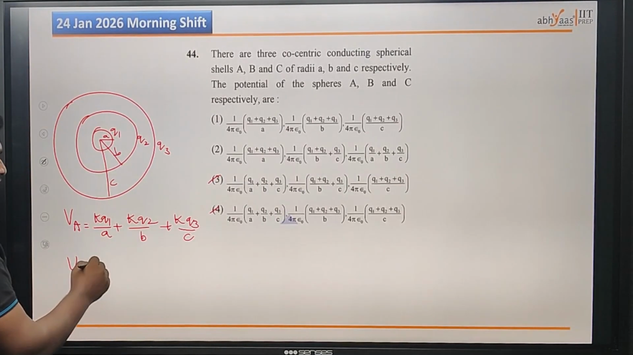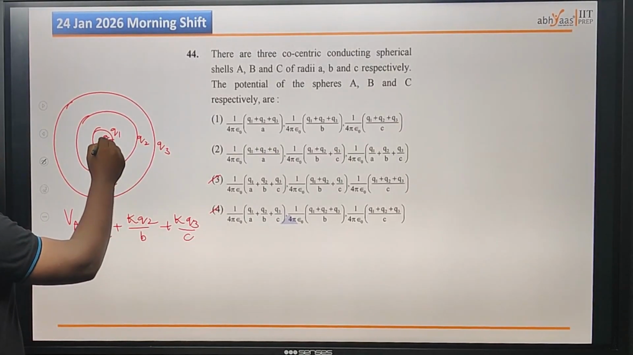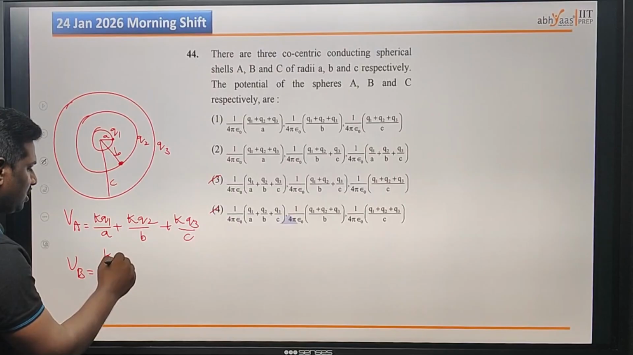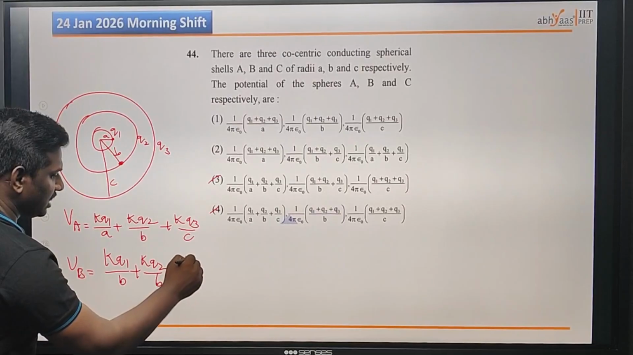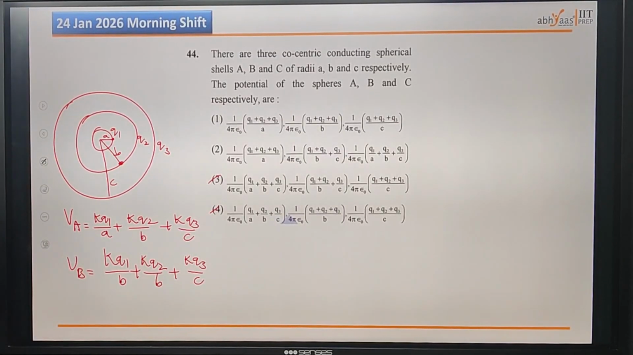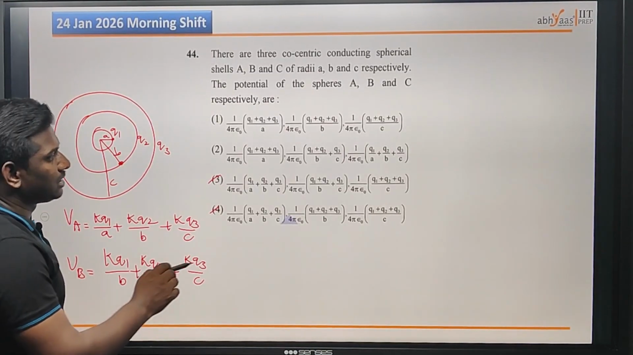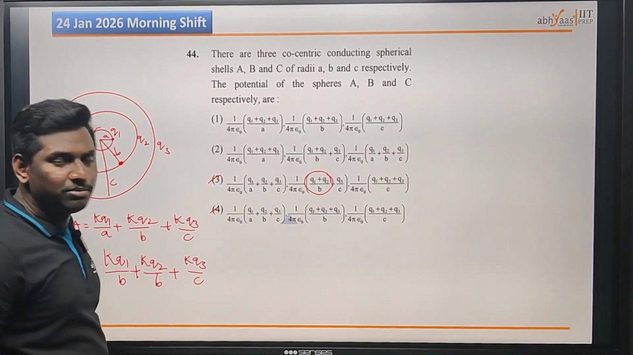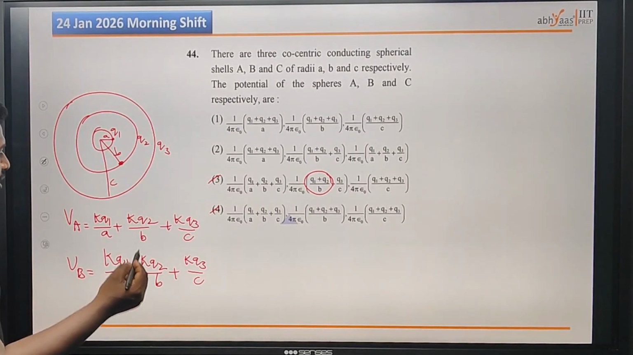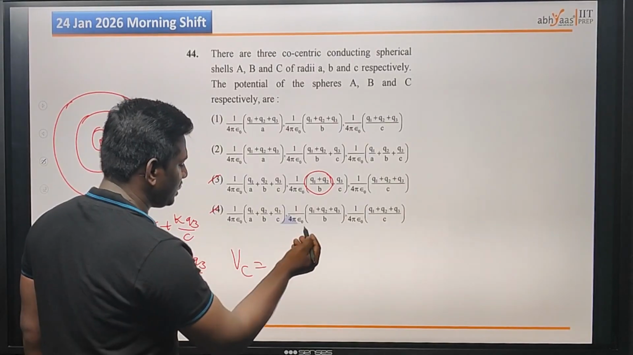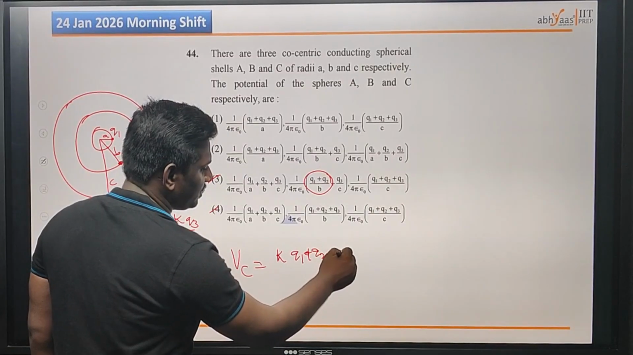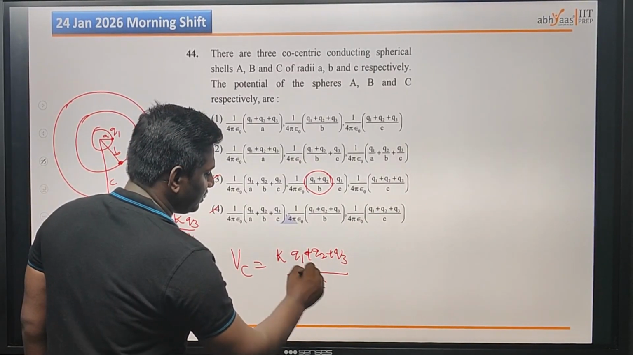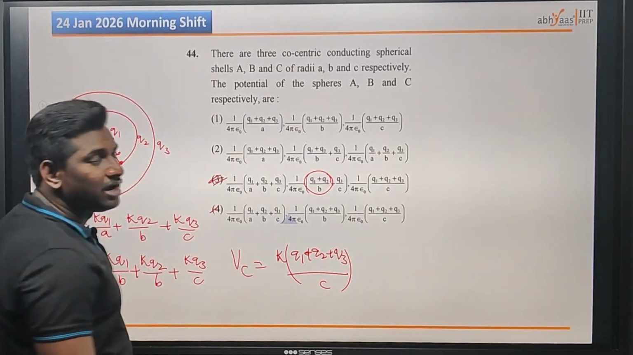At this point, you have to consider radius B only. Don't consider A. So K Q1 by B plus K Q2 by B plus K Q3 by C. From this, you can simply write K into Q1 plus Q2 by B. So for the potential at C, you can simply write K into Q1 plus Q2 plus Q3 by C. So option 3 is the right answer.